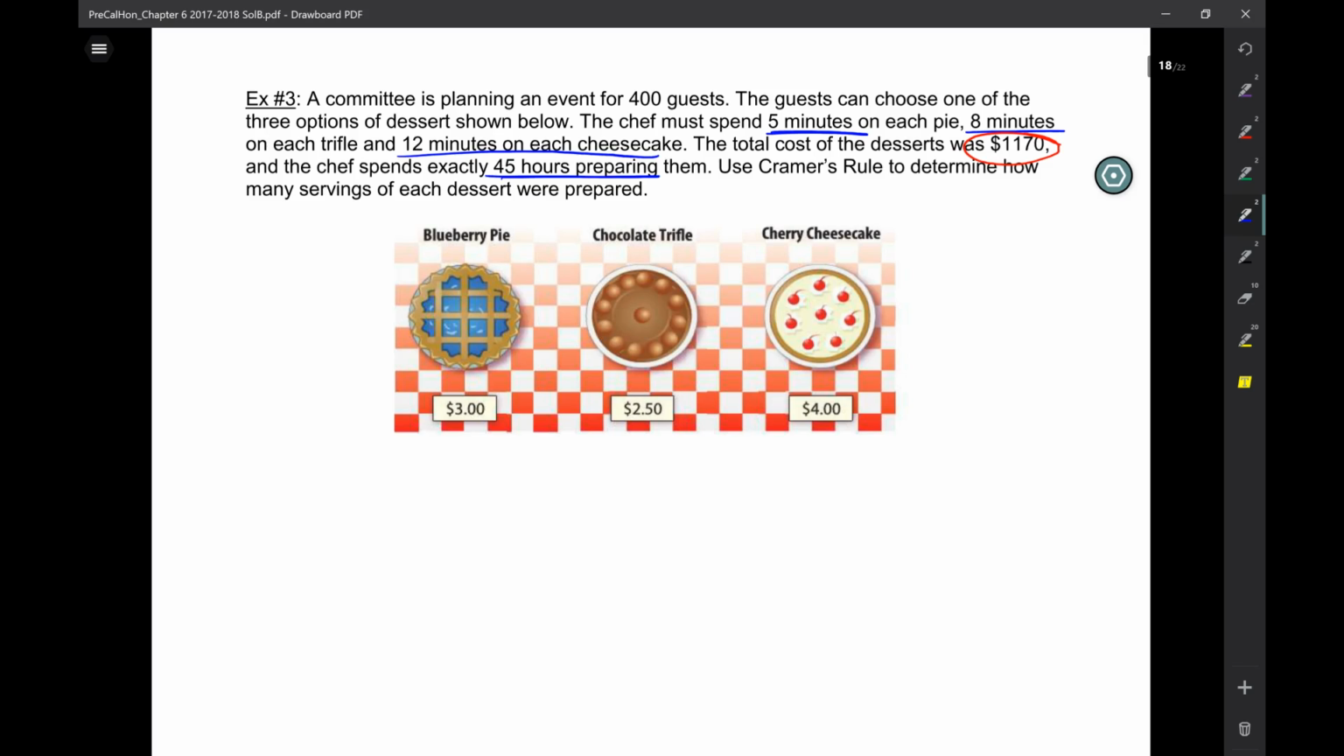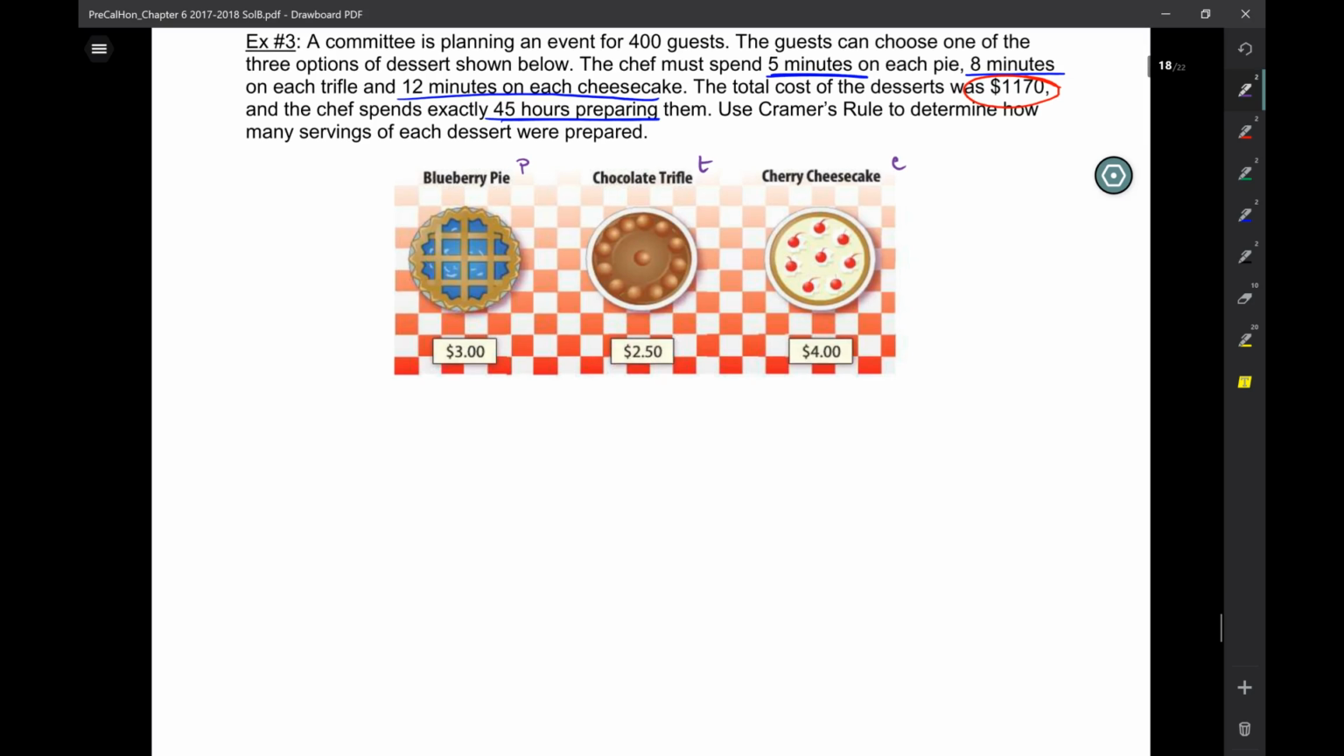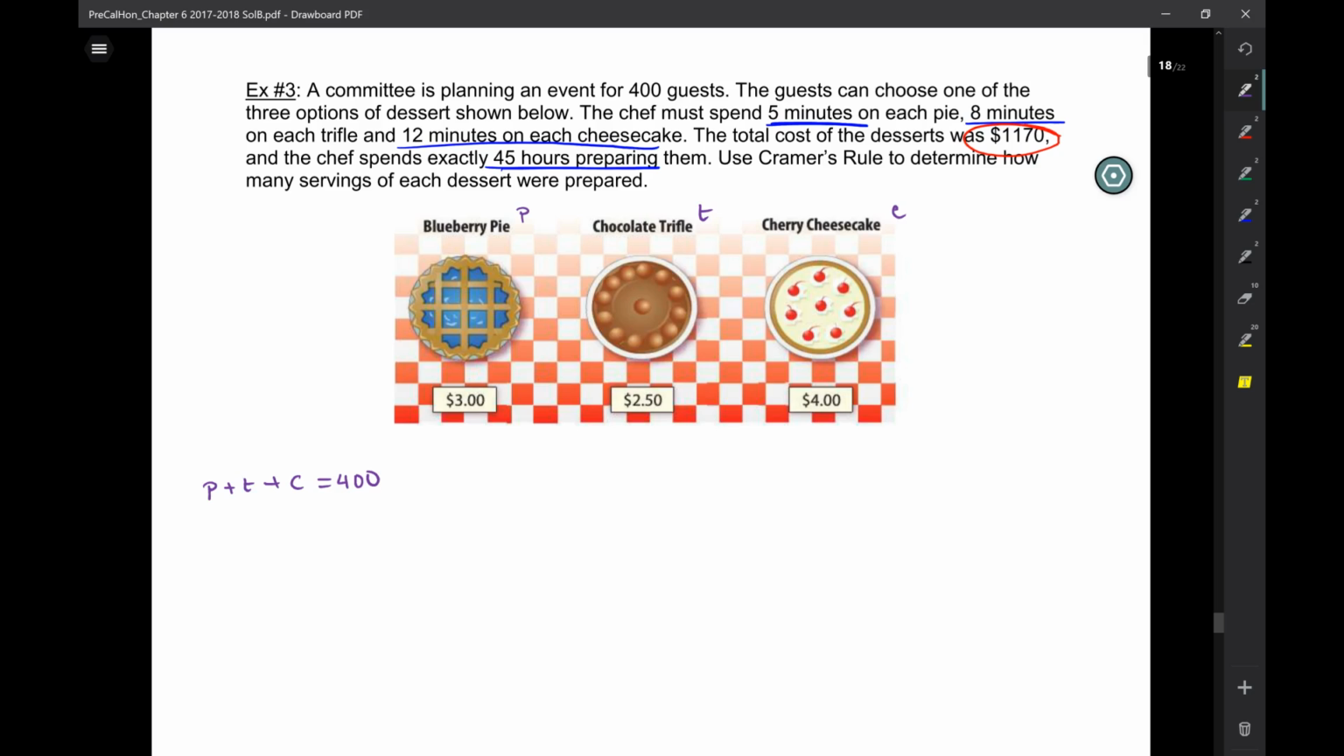Okay, so they're gonna distribute them by servings, and there are 400 guests total. So if P is the number of servings for the pie, and T is the number of servings for the trifle, and C for the cheesecake, then if we were supposed to accommodate 400 guests, then together we need to have 400 servings of these, right? Meaning P plus T plus C must equal 400. And we need to get 2 more equations. And when you weren't looking, I color-coded the information there.